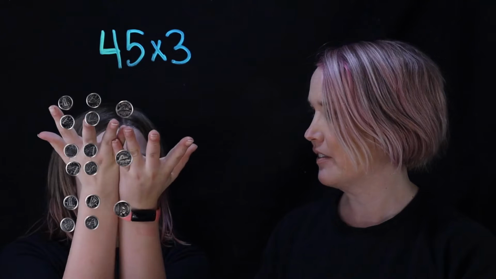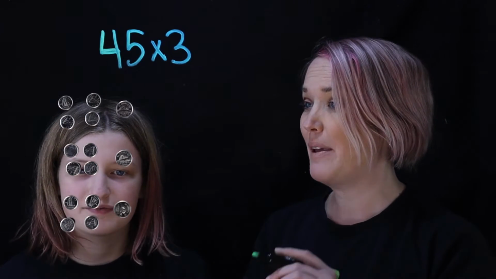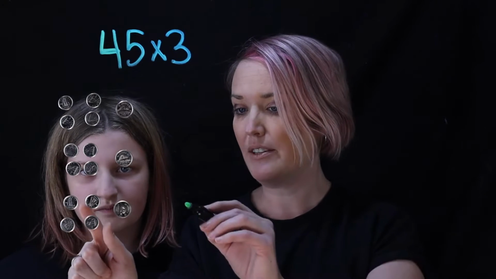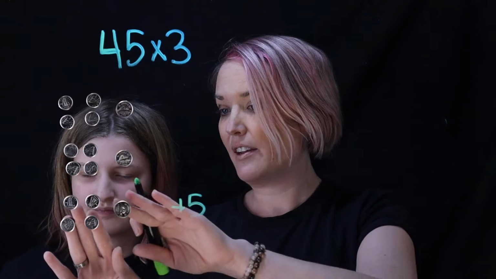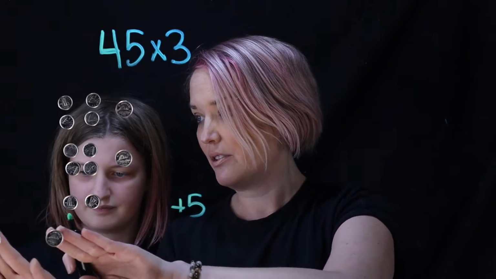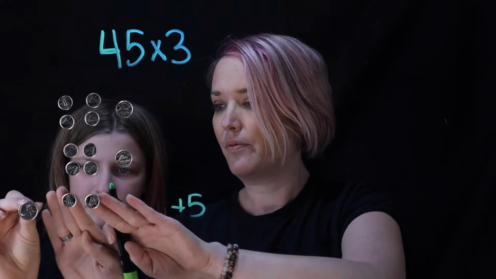I'm going to round 45 into 50. So you're going to make every 45 into 50. So basically you're going to add 5 cents, right? So I'm going to just put plus 5 cents, and you're going to make that into 50 cents. So let's go ahead, and instead, we're going to put these down.